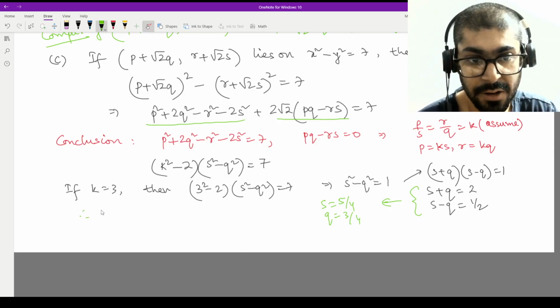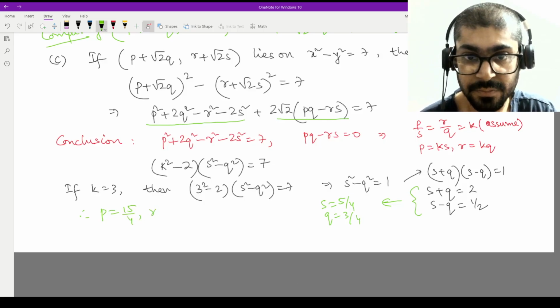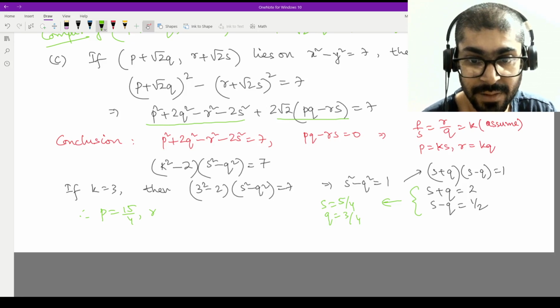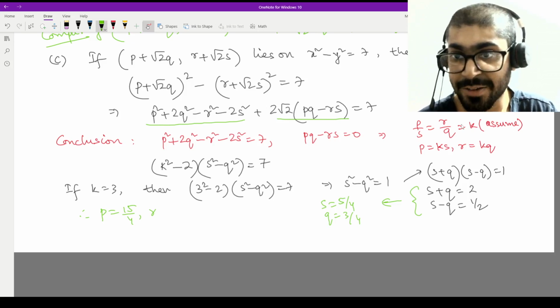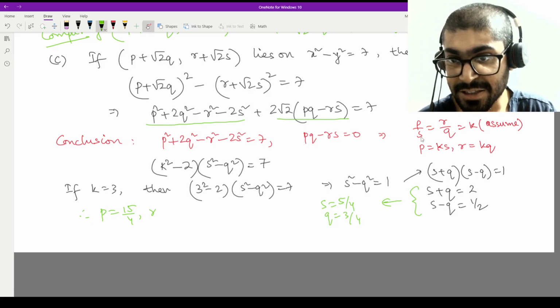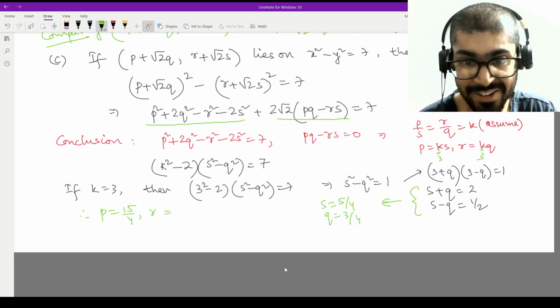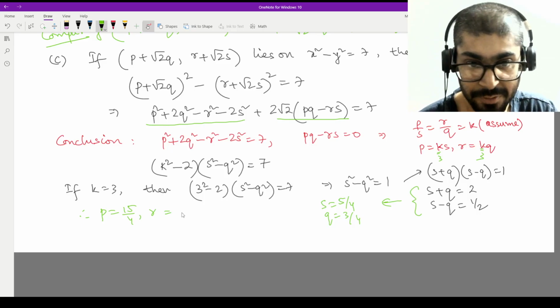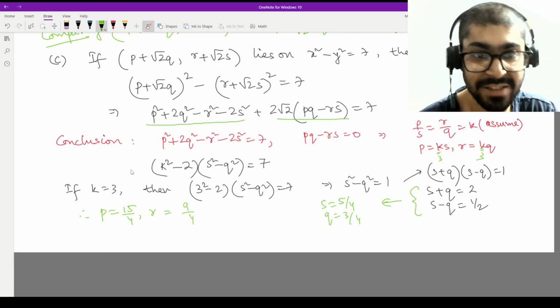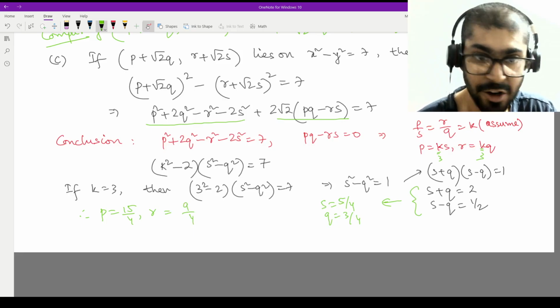So p will be 15 by 4 and r will be equal to, k is already equal to 3, right? So r will be equal to, okay, we already assumed k equal to 3, so just take s equal to 5 by 4, p equal to ks, right? So k is equal to 3 here. This is much easier. So r will be equal to 9 by 4, right? So you have a set of p, q, r and s that are rational and they're not integers, right?